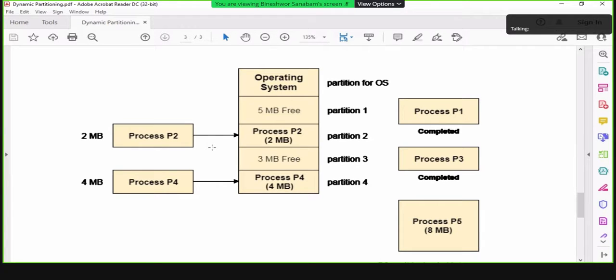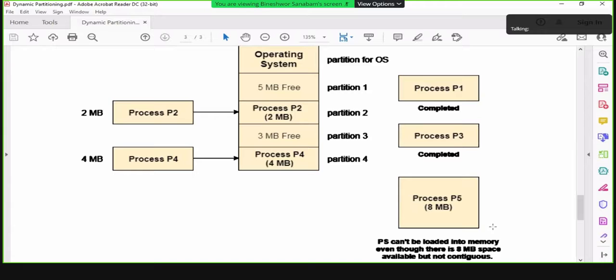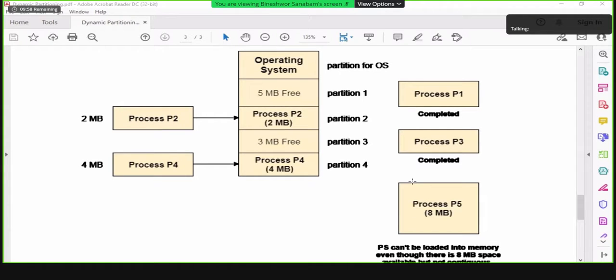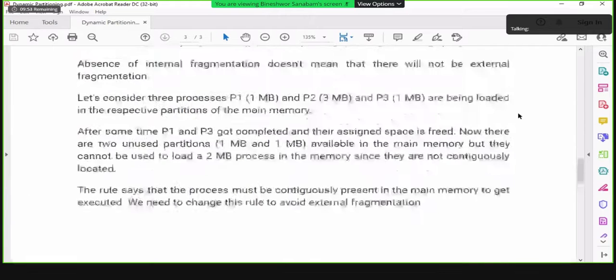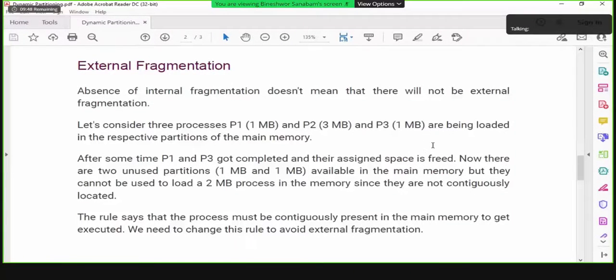Considering this scenario, we learned that even when there is no internal fragmentation, there are chances of external fragmentation. So in this scenario, we find that external fragmentation is over here. We have wastage of this 8 MB, and we cannot use it for the new process P5 which requires 8 MB. This is the explanation.